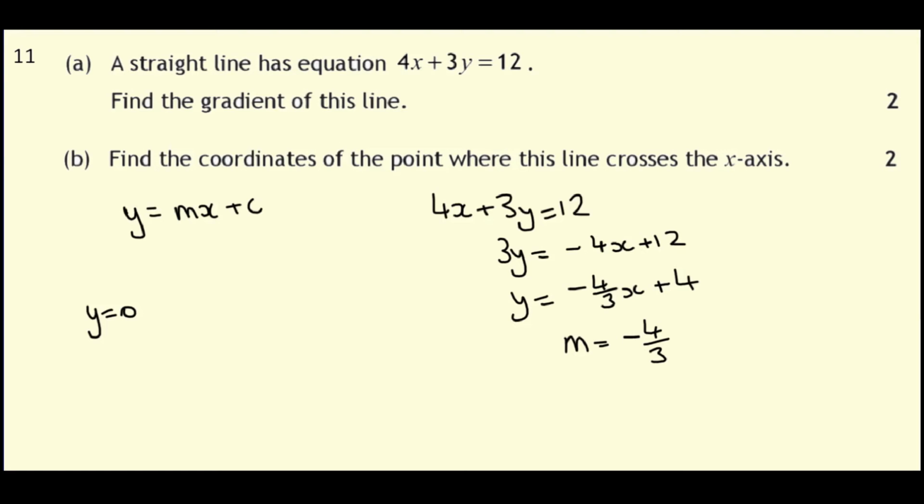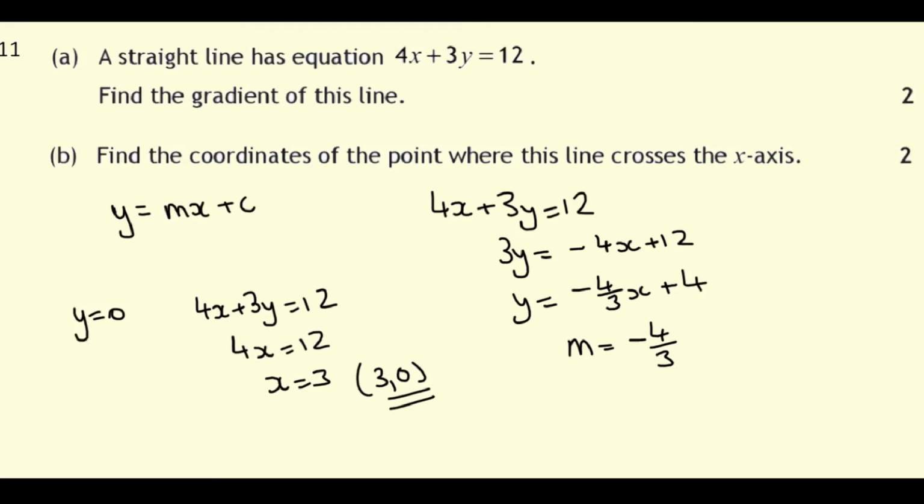Okay, so marks wise for this question, we get 2 marks for the first part. So we'll get a mark for rearranging the equation, and a mark for actually specifically picking out the gradient. And for the second one, we'll get a mark for substituting the fact that y is equal to 0 in, and we'll get a mark for getting the correct coordinate, that it's 3, 0.